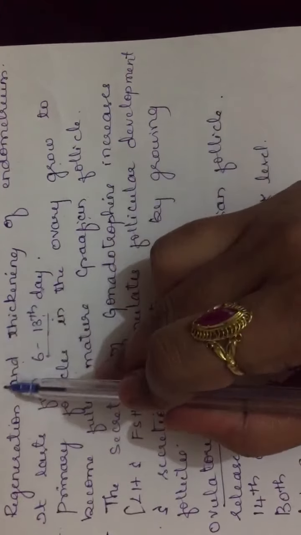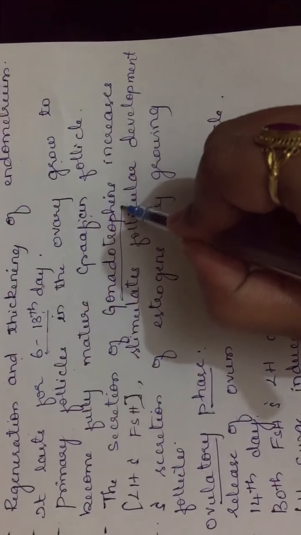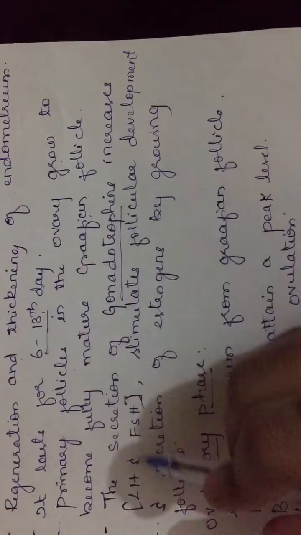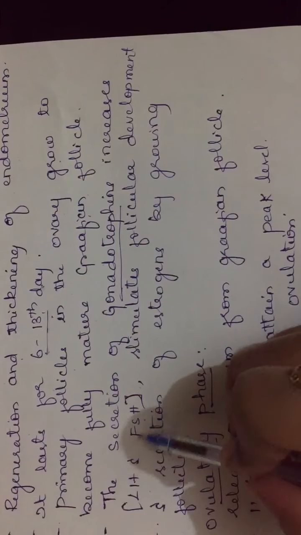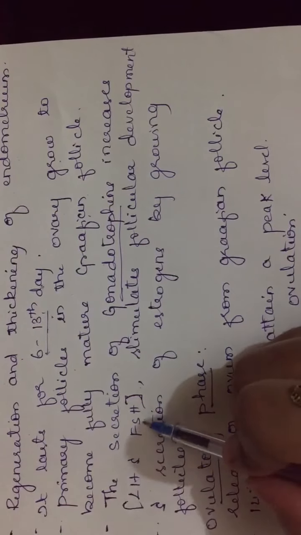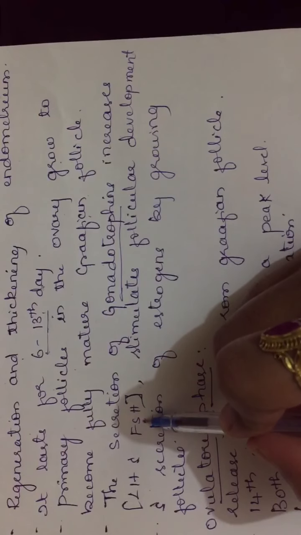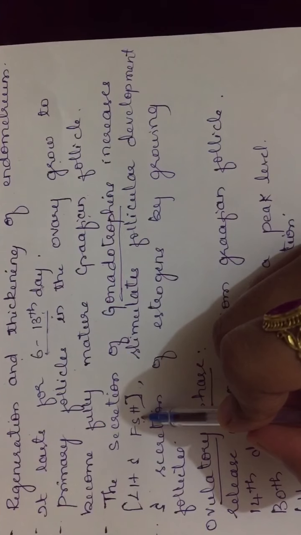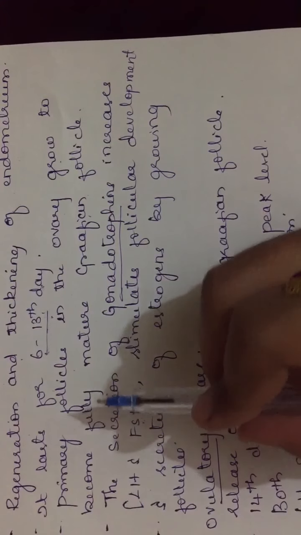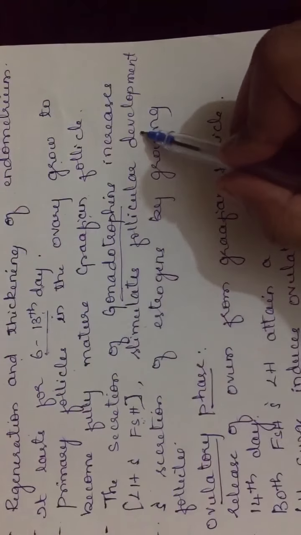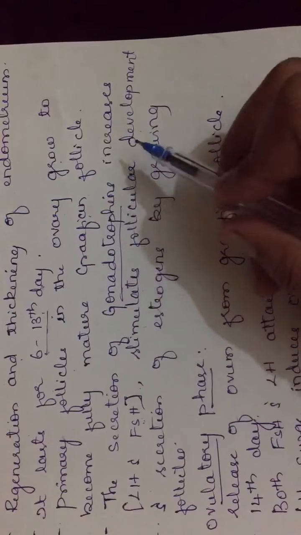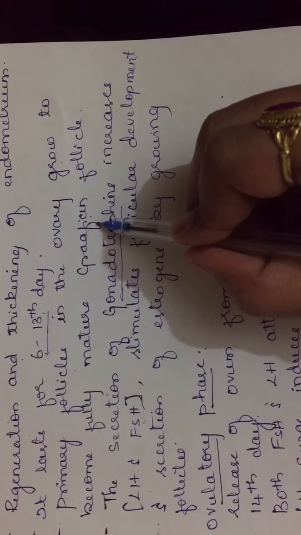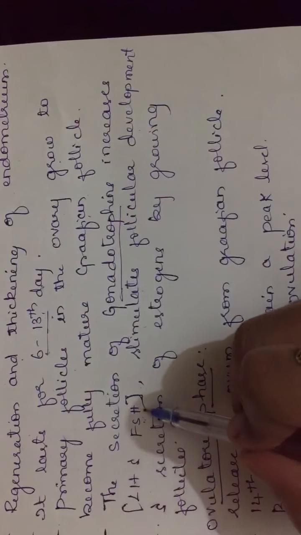In the second phase, gonadotrophin hormones will be secreted. Their secretion has increased. Which are those gonadotrophins? LH and FSH. As you know, LH is luteinizing hormone and FSH is follicle stimulating hormone. Now these two hormones come under gonadotrophins, which will be secreted in a large amount in the follicular phase. This stimulates follicular development. Which follicular development? Primary to mature Graafian follicle development takes place because of LH and FSH.